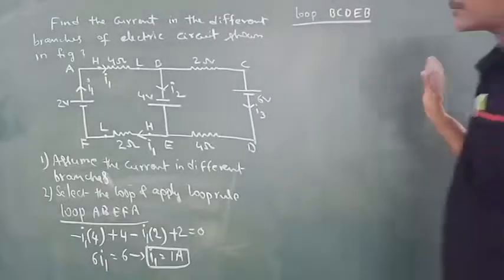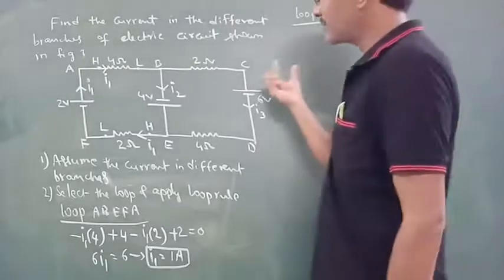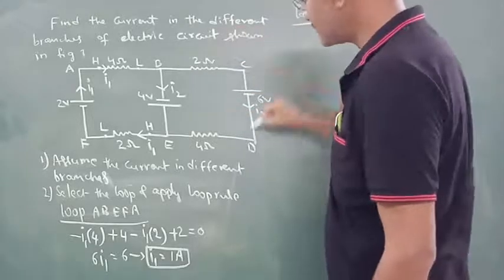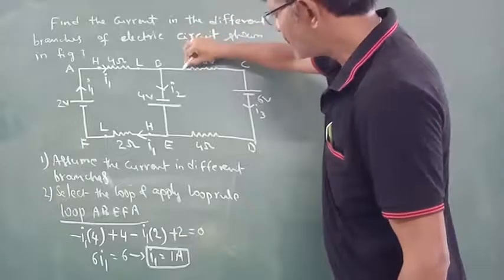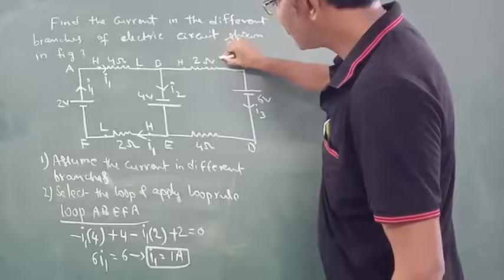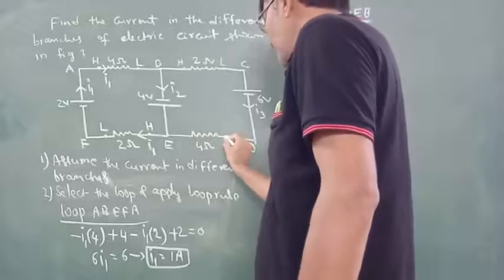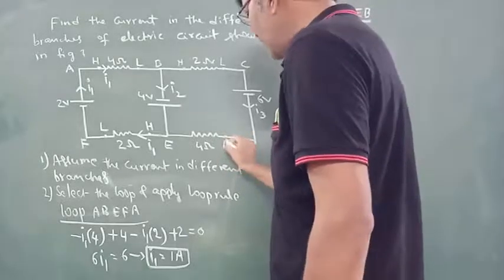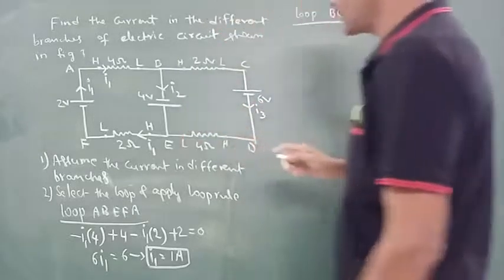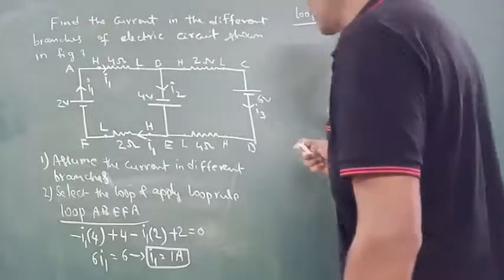First of all, mark the points, higher potential and lower potential on both sides of the resistor. Here I3 moves in this loop in the clockwise. Therefore, this is higher potential point and this is lower potential point. Next, across the 4 ohm, it moves from B to E. This is higher potential point, this is lower potential point.